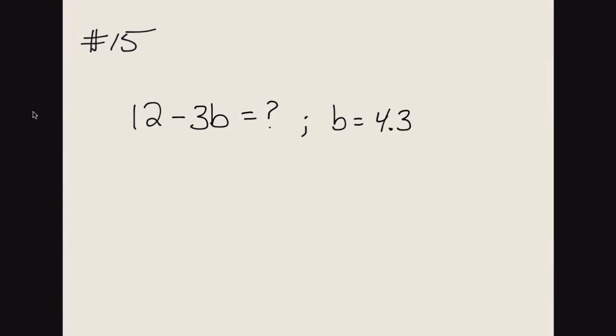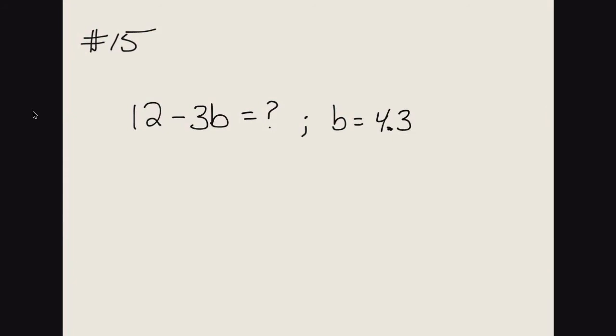In your book, look at problem number 15. Okay, actually this is on page 197. I'm going to look at problem number 15. They have 12 minus 3b. We don't know what that equals. And they want you to evaluate it using this. They put a little semicolon here, and they put b equals 4.3.